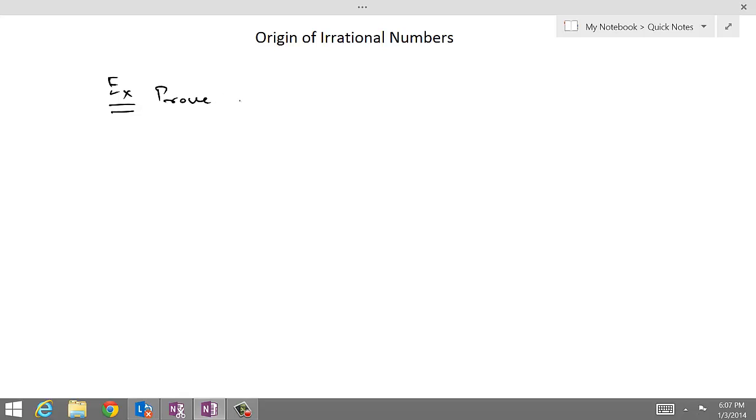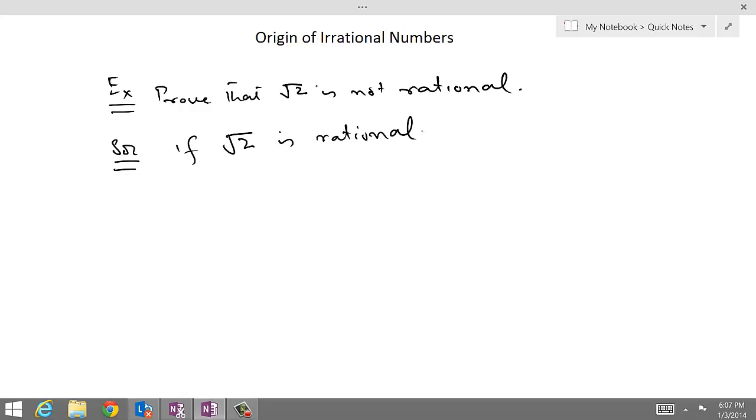Prove that under root 2 is not rational. If under root 2 is rational, then it must follow the definition of a rational number. And what is the definition of a rational number? That every rational number can be expressed in the form of p over q, where p, q are integers and q is not equal to 0.